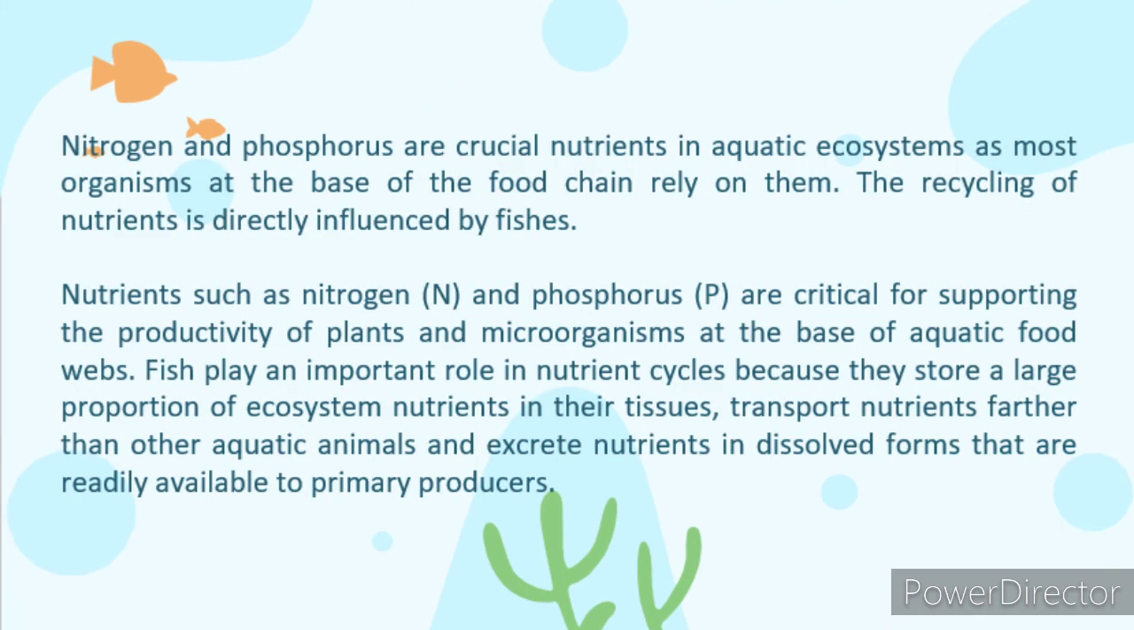Nitrogen and phosphorus are crucial nutrients in aquatic ecosystems, as most organisms at the base of the food chain rely on them. The recycling of nutrients is directly influenced by fishes. Nutrients such as nitrogen and phosphorus are critical for supporting the productivity of plants and microorganisms at the base of aquatic food webs. Fish play an important role in the nutrient cycles because they store a large portion of ecosystem nutrients in their tissues, transport nutrients farther than other aquatic animals, and excrete nutrients in dissolved forms that are readily available to primary producers.